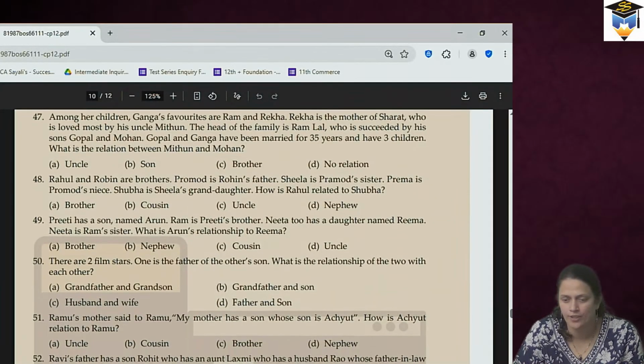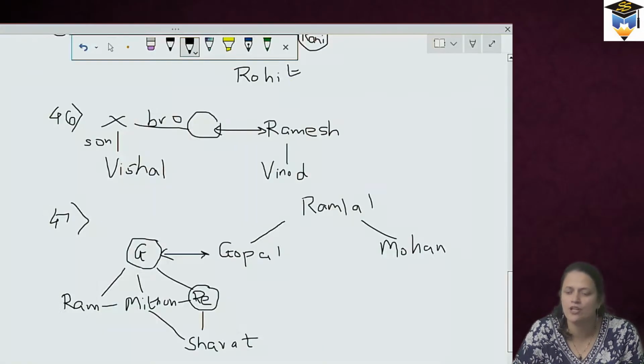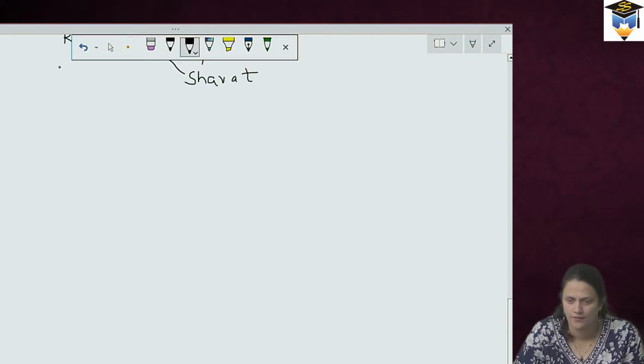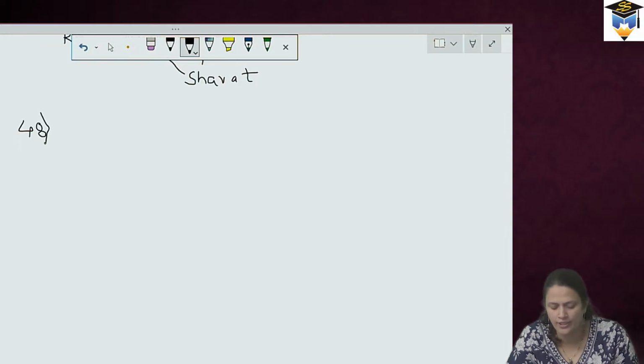Now 48th one. Everybody has drawn the diagram. Everyone understood? Any doubts? Okay. Now read the 48th one. Rahul and Robin are brothers. Pramod is Rohini's father. Sheetal is Pramod's sister. Prema is Pramod's niece. Shubha is Sheila's granddaughter. How is Rahul related to Shubha?